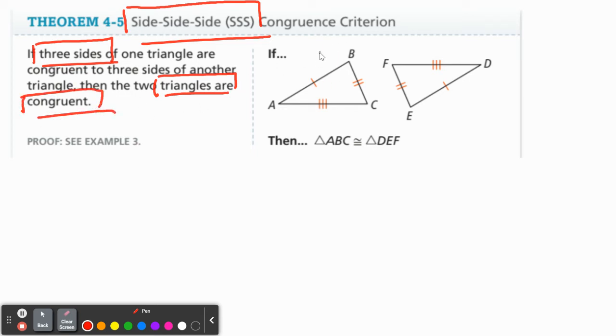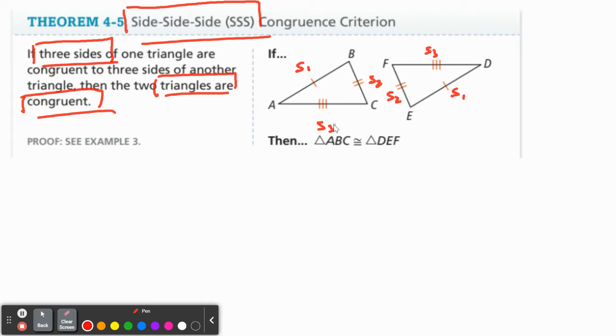So if you look here in this picture, AB and DE are marked with 1 dash, so that's a pair of sides. That's side 1. BC and EF are a second pair of sides marked with 2 dashes, side 2, and then AC and DF, a third pair of sides marked with 3 dashes. If you know that those 3 sides are congruent between the 2 triangles, then the triangles are congruent.